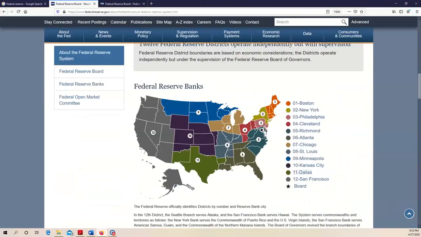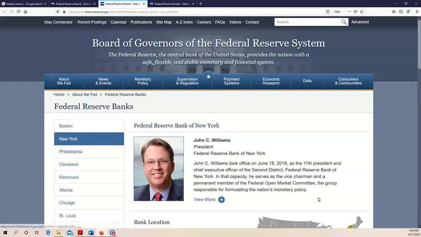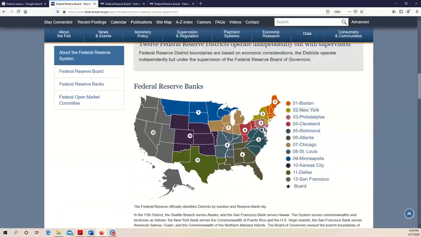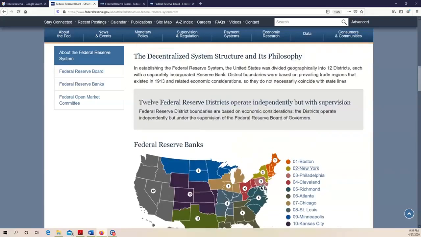So we have 12 regional banks, but not all of them are equal. One regional bank in general ranks higher, meaning it's more important than the remaining 11 regional banks. Can you guess which one? The answer is District number 2, the Federal Reserve Bank of New York at New York City. This regional bank is more important than the remaining 11. You're going to see the reason why later.